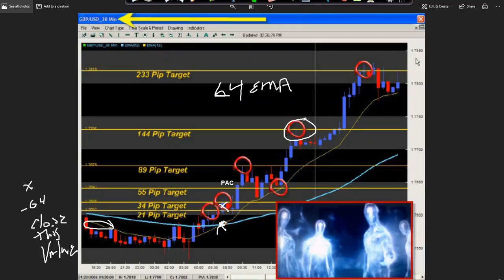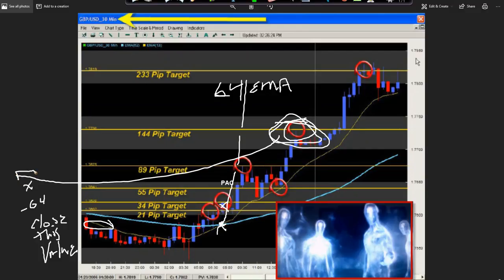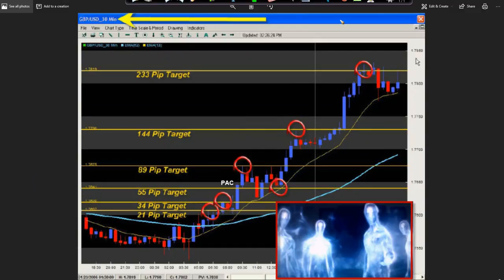So at that spot, I can add in 89, 144, 233 and create these bounces. So these to the touch bounces, these absolute to the pip hits, were thought of way back here. Those are harmonic targets.